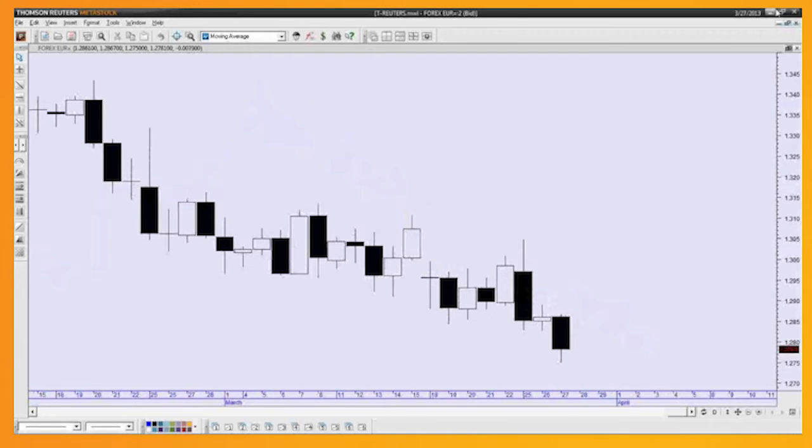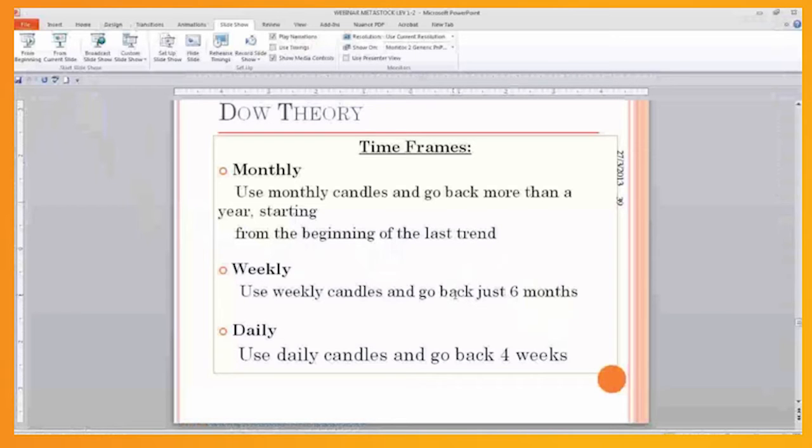So this is what Dow said. Every candlestick is 1 day, and if we are using the daily candles, we go back only 4 weeks. If we are using the weekly candles, then we go back just 6 months. And if we are using the monthly, then we go from the beginning of the last trend. Or in this case, the euro is actually in a kind of range.